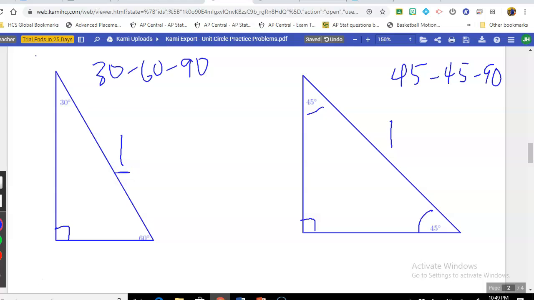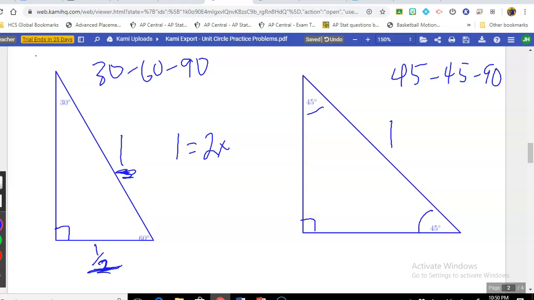If the hypotenuse of this triangle is 1, and that is 2 times the length of x, whatever x is, this length down here, if you solve that equation, you're going to find that this length is 1/2. And I know that's a little messy down there, but that would be 1/2.